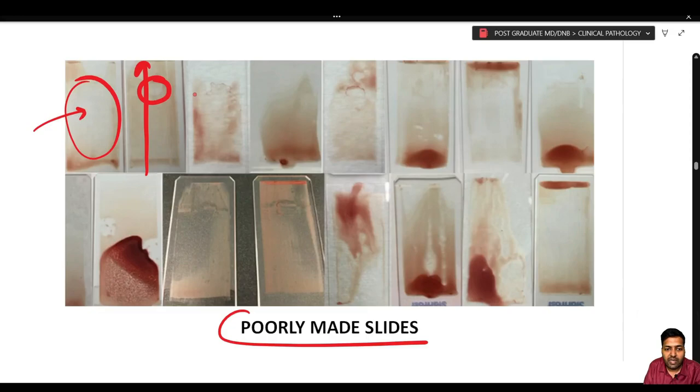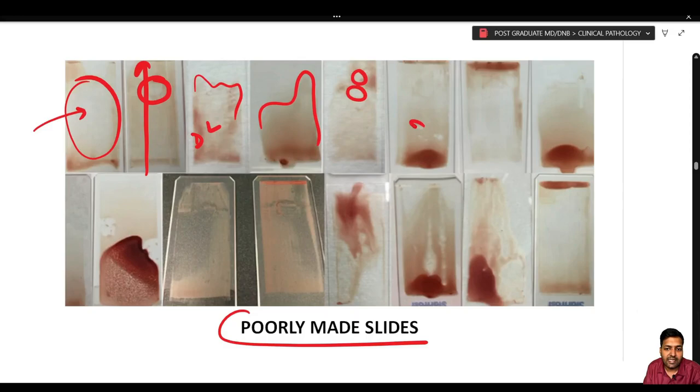See, this is not a very smooth slide. You can see this area is dark, this area is light. It shouldn't be like this. See, this is not a tongue-shaped smear. This is some other shape. Again, over here, you can see multiple holes and lines. Again, multiple holes and lines can be appreciated.